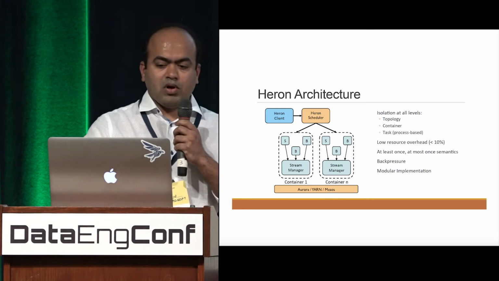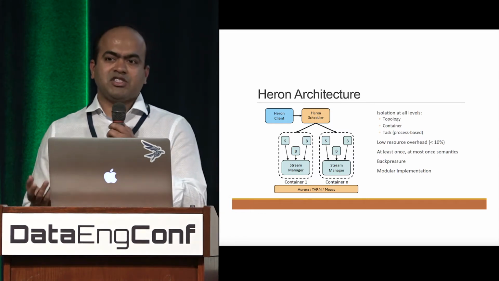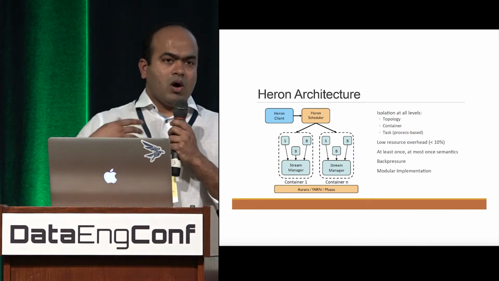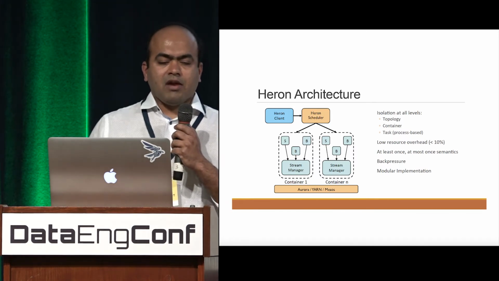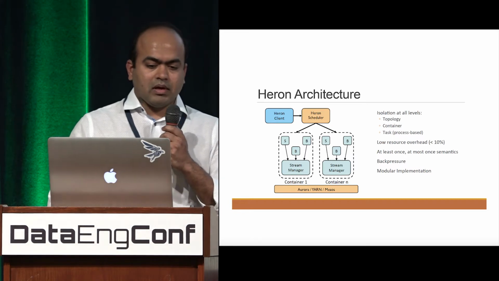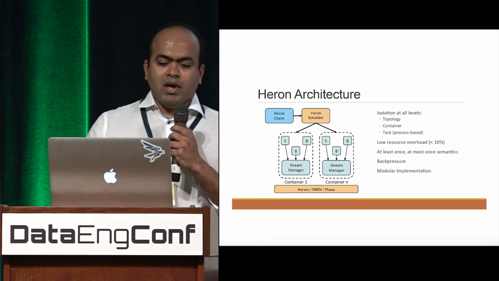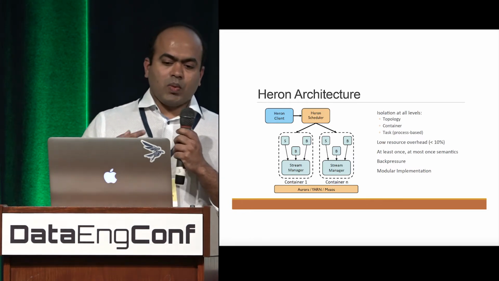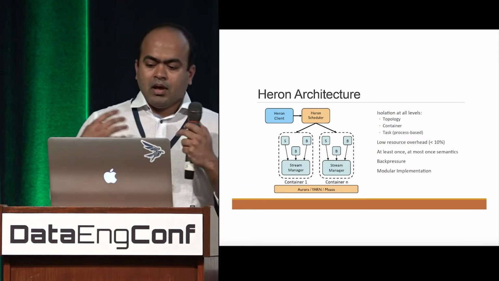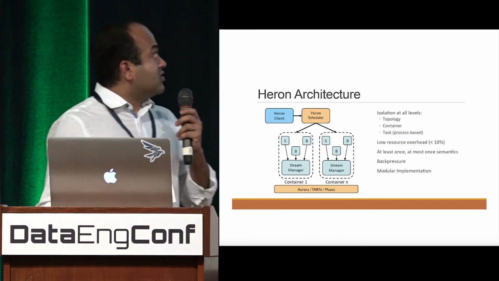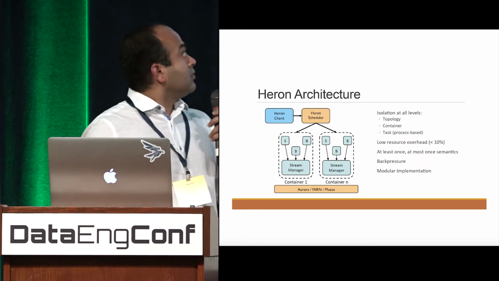And it has a modular implementation, because of which a lot of customizations can be done. So Twitter implemented the Aurora scheduler part of Heron, and we ported this on Yarn. So you can change the scheduler, you can change the way these containers are located, and the way the instances are distributed in the system.